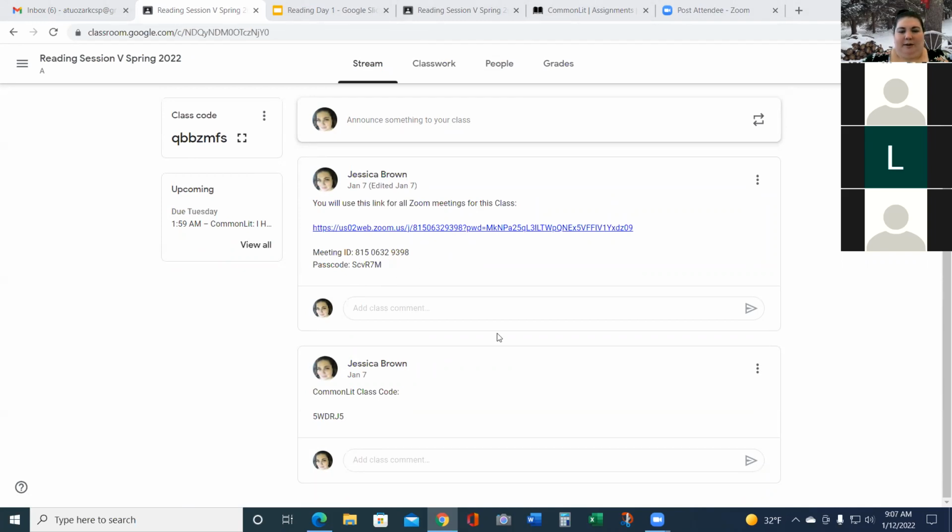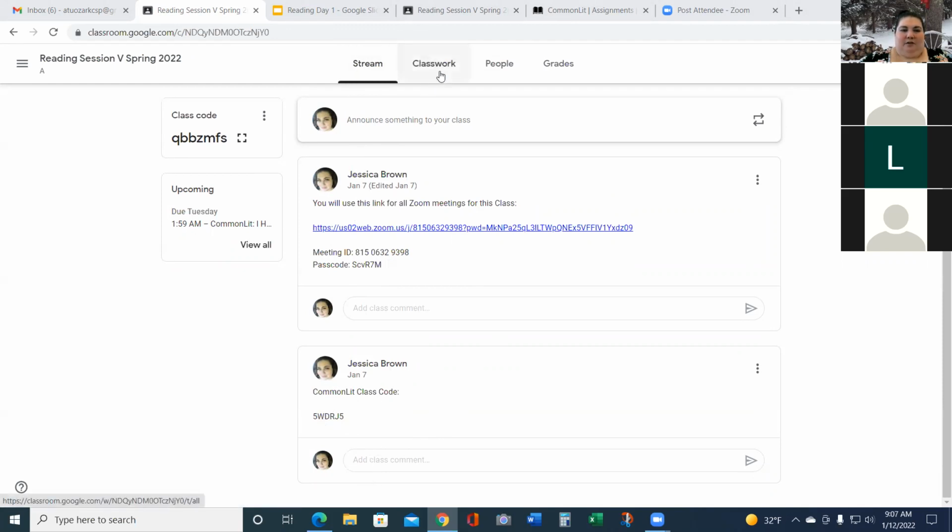And then another website we'll be using is called Common Lit. It's commonlit.org, I believe. But for this, you'll need a class code to do your work in there. And right here is the code. So this information is always going to be right here in your stream.